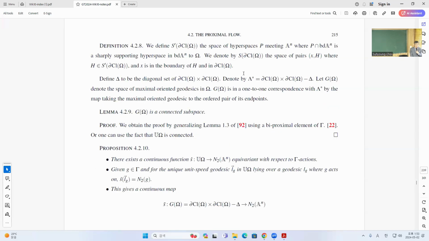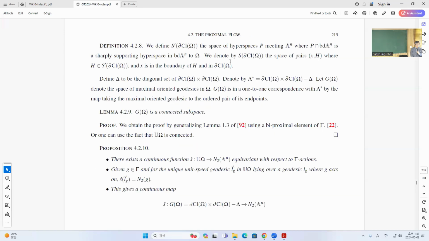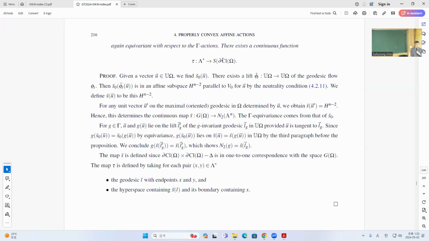So once you have this affine space, what you can define from the boundary is S, the space of pairs: a point X and some hyperspace H passing through X in omega, so the space of a point in X and the hyperspace containing it, tangent to this here. So you can actually define this.